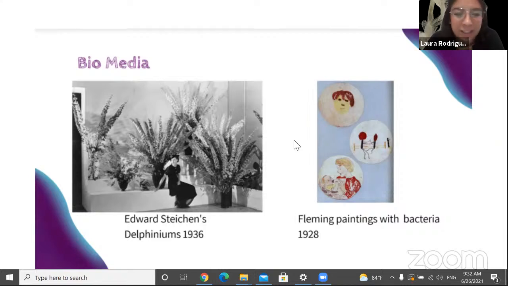And this was not genetically modified. It was just inbreeding, where you select one plant and another and make them mate in order to have similar characteristics in the offspring. But then we can also find some paintings of bacteria. So I want to ask, do you know who Fleming was? Does this last name recall something for you?